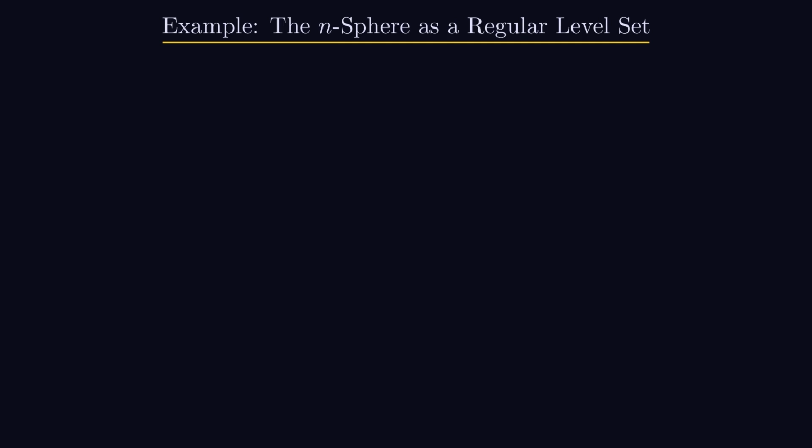The standard n-sphere S^n is defined as the set of unit vectors in R^(n+1). To apply the regular level set theorem, define f from R^(n+1) to R by f of x equals the squared norm of x, the sum of the squares of all n plus 1 coordinates. Then S^n equals f inverse of 1.